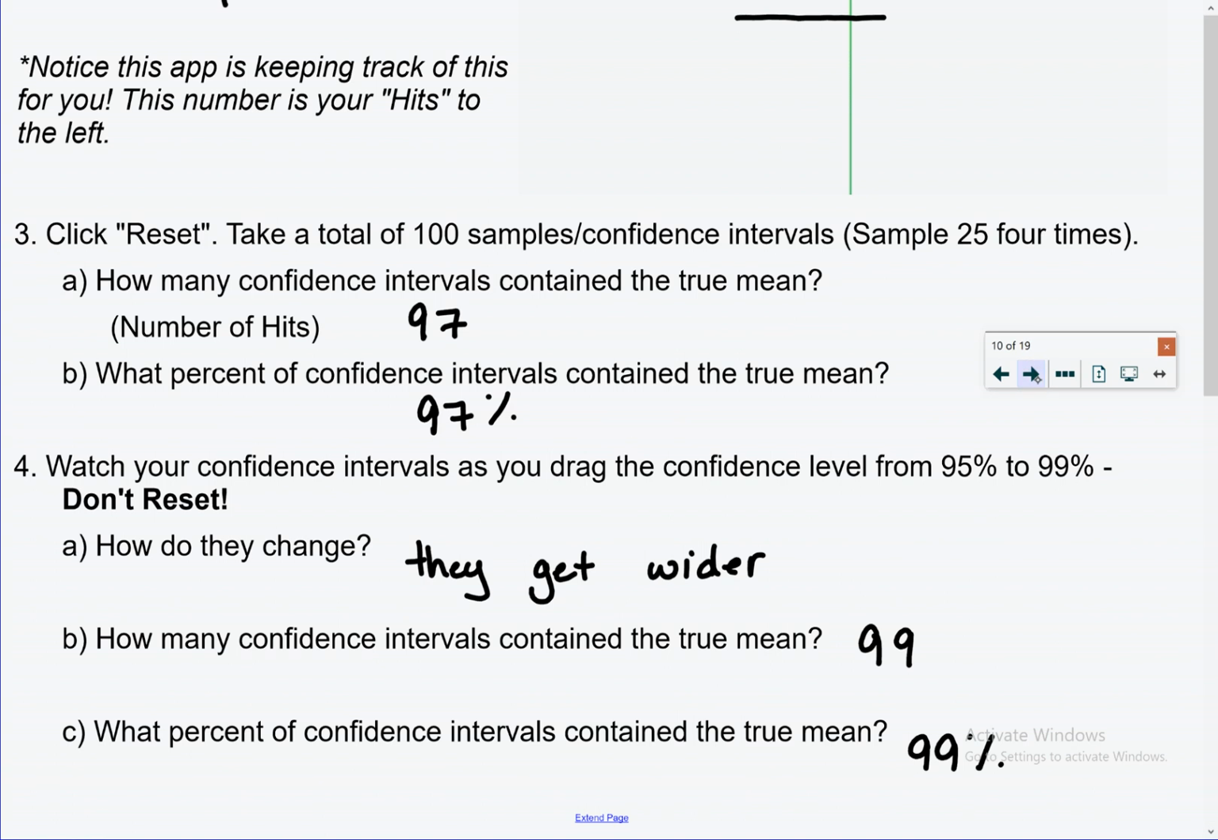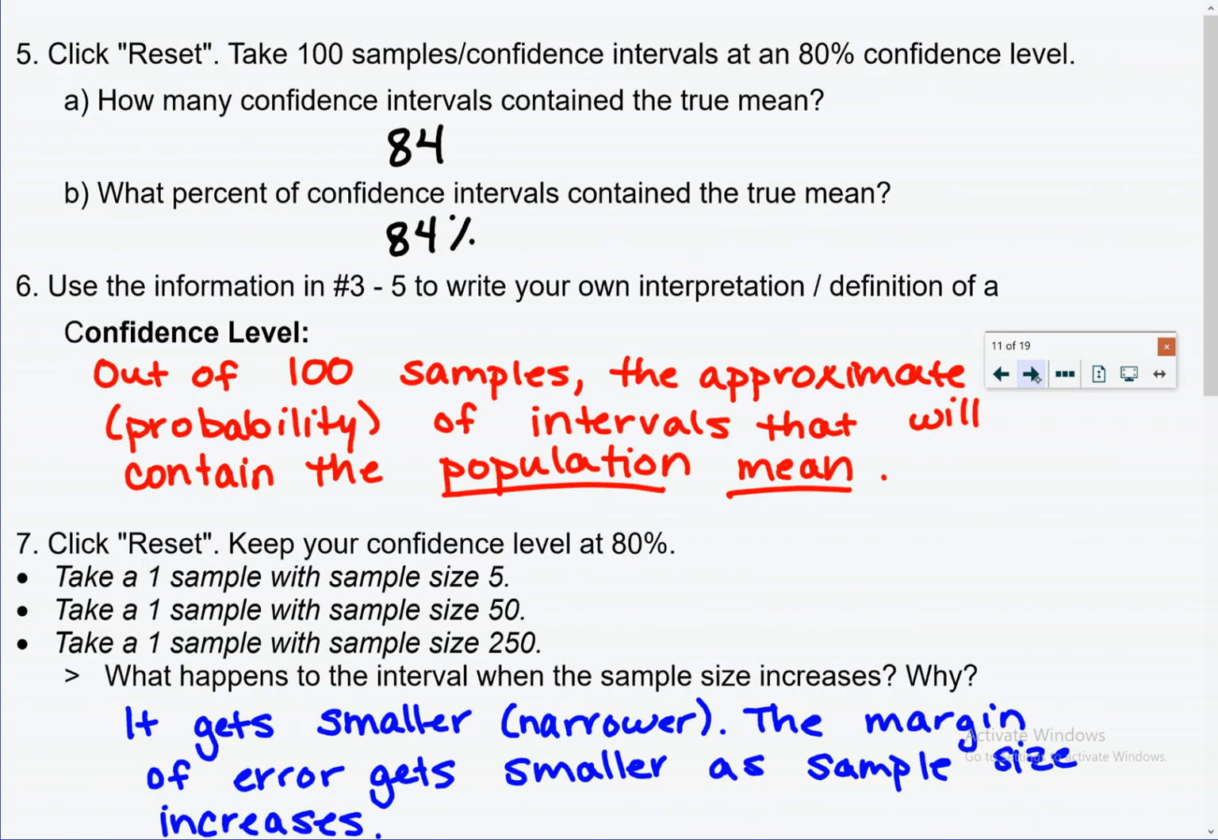Okay, on the back, again, those are my numbers. I got about 84 for that one. Number 6, you can interpret this how you want. This is how I kind of chose to interpret it. I said out of 100 samples, the approximate number of intervals, or the probability that we will contain the population mean, is that confidence interval.